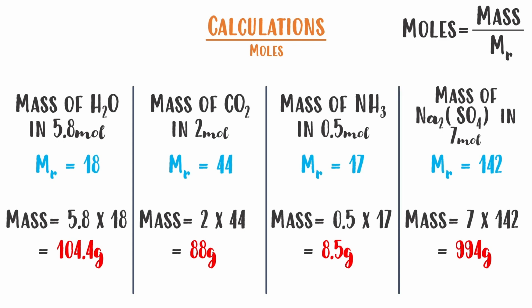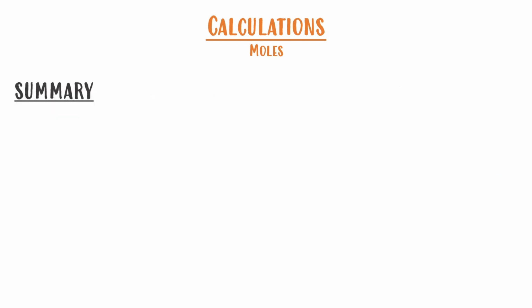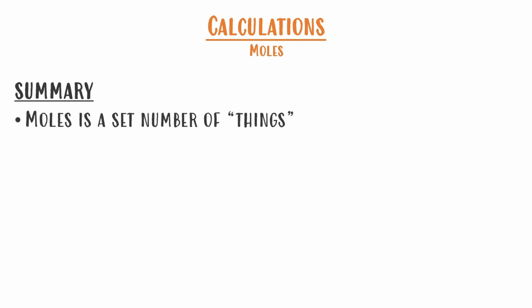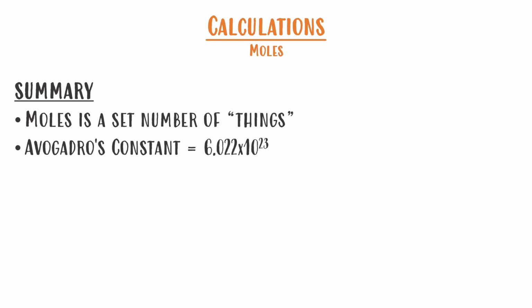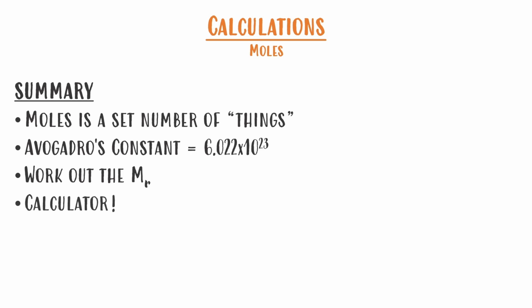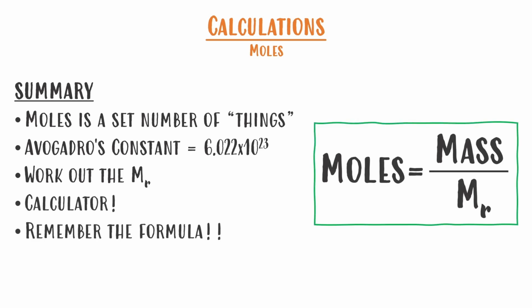Okay, let's summarize what we've looked at. Moles is a set number of things, where these things equals Avogadro's constant, also known as 6.022 times 10 to the power of 23. We need to remember to work out the MR, and always, always use a calculator. Lastly, you have to remember this formula. It's not given to you on a test.